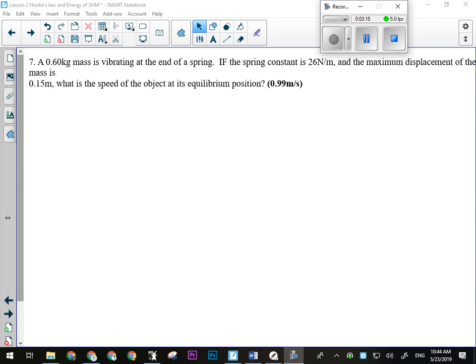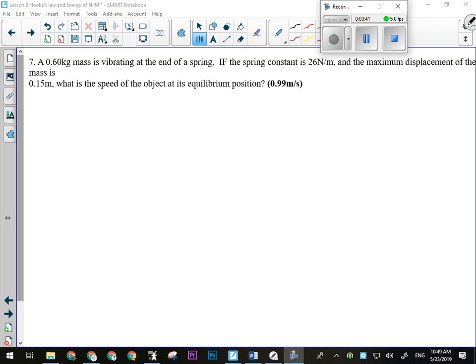In this question, we're told that we have a 0.60 kilogram mass and it's vibrating or oscillating on the end of a spring, so it's moving back and forth. The spring constant's 26 newtons per meter and the maximum displacement of the mass is 0.15 meters. We want to find the speed of the object at its equilibrium position. I'll give you a little bit of time on that one.